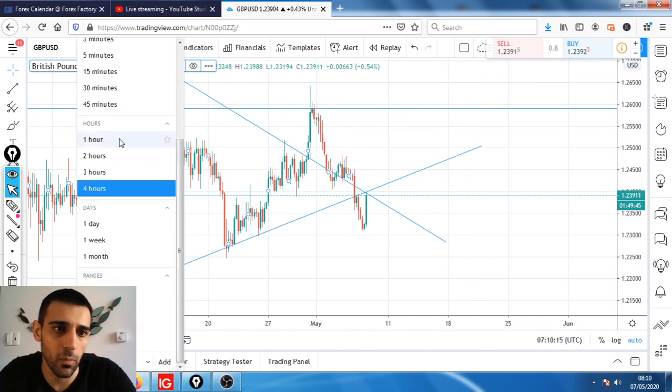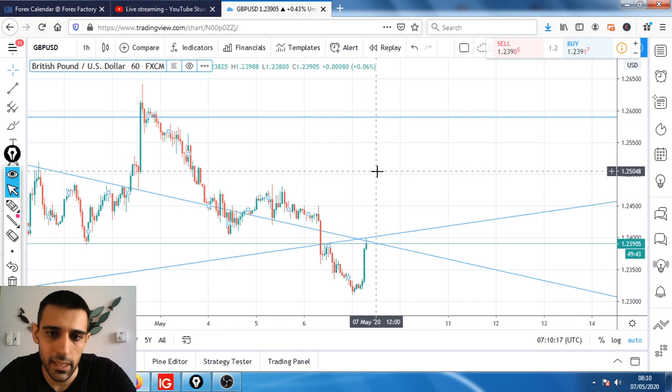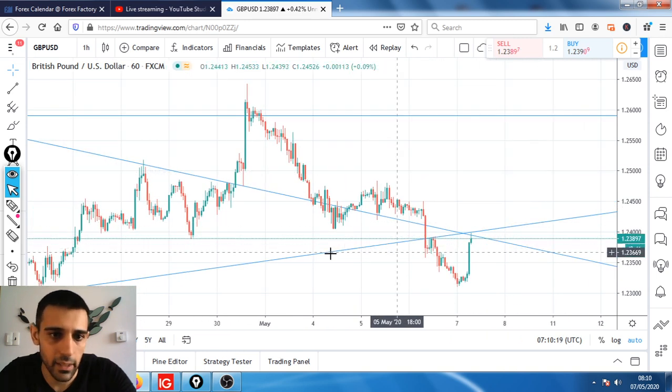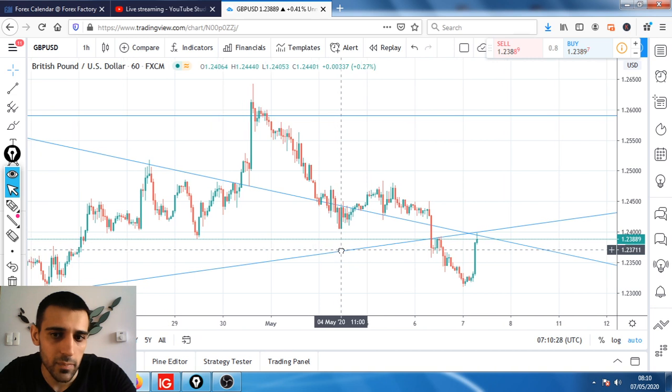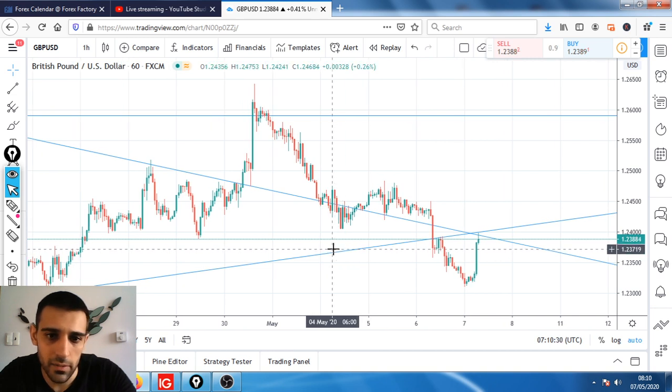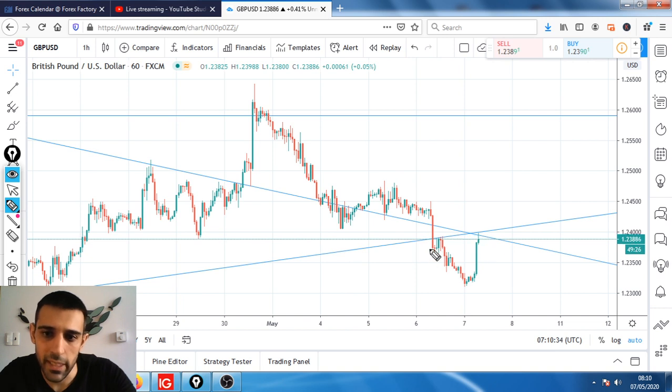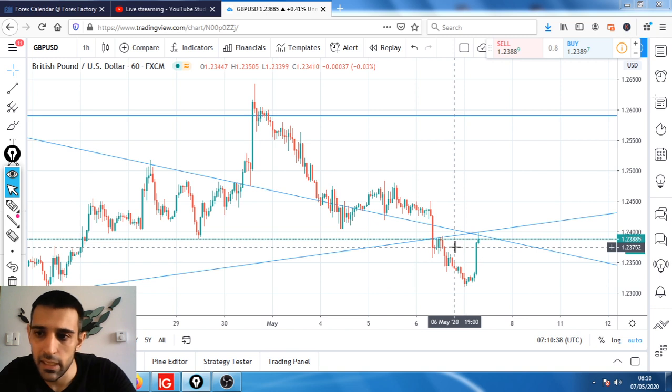So for now, I do want to see the pullback in here before. Yes, a bit contradicting. So I do see the potential. So the potential I see if the price pulls back is down to this low down here, which is at 123.75, so it's about 10 pips away.